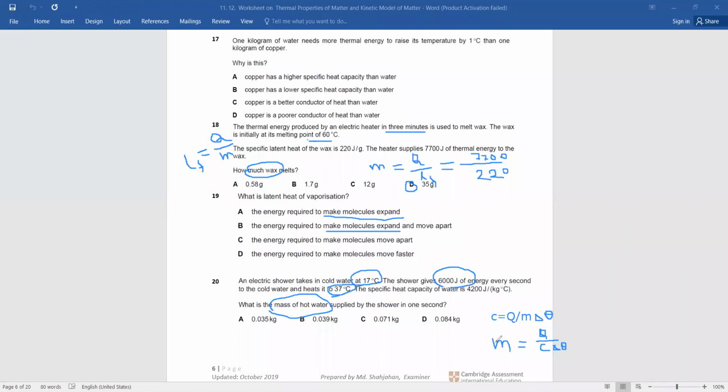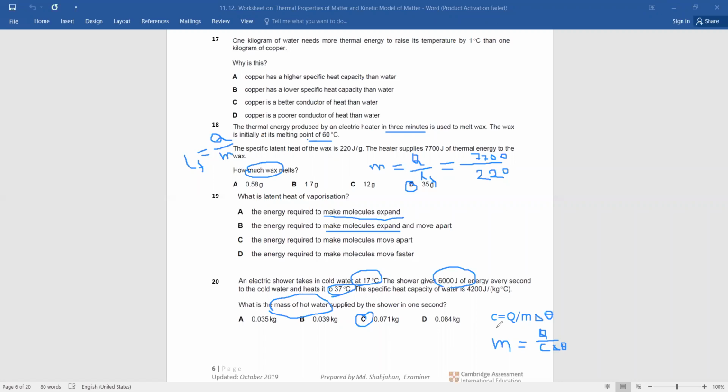Now it's clear. So what is your answer coming? Check. The answer is coming C. Okay, clear sir. And what is the C, sir? C is equal to Q by M del theta. Small c is specific heat capacity, and big C is only heat capacity. Only heat capacity.